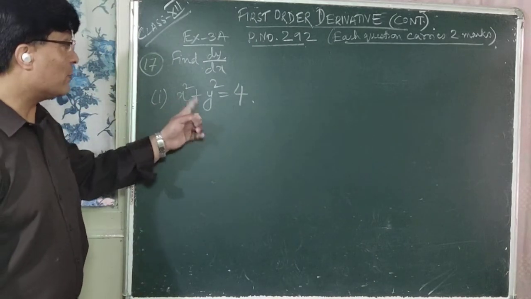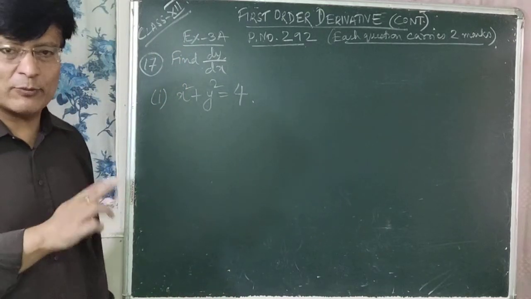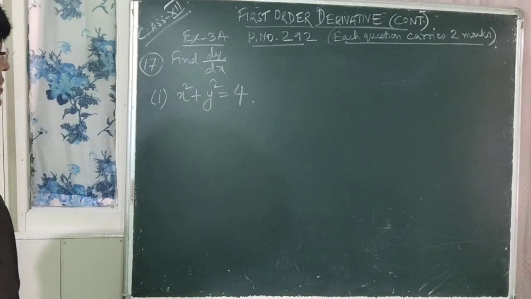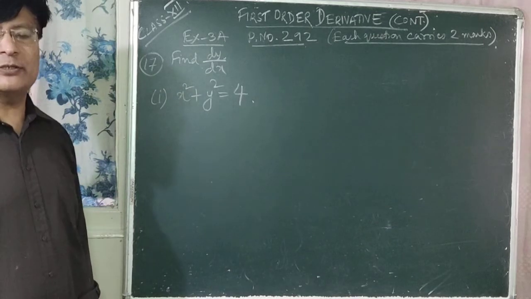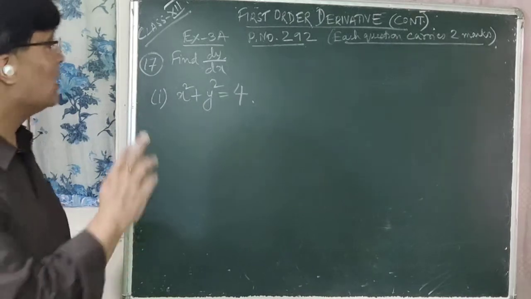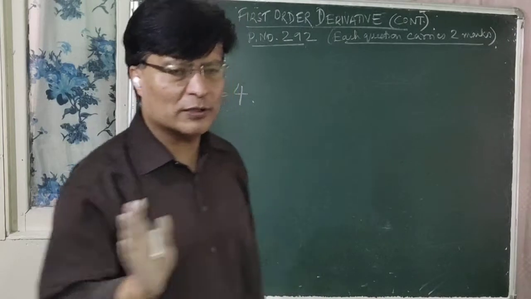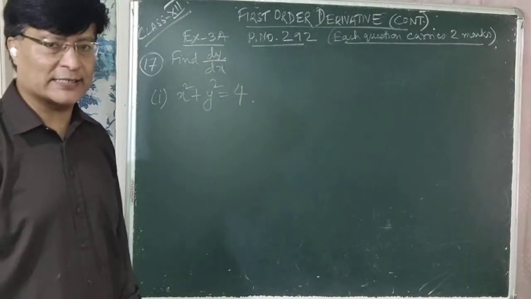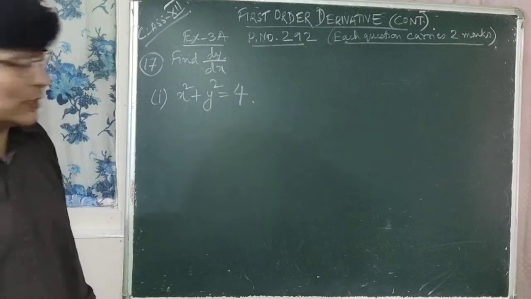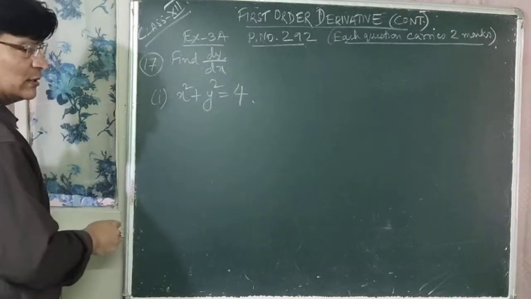So number one, x square plus y square is equal to 4. What type of function is this one? Implicit function, because x and y are connected by a relation here, isn't it? So this is an implicit function. You have to differentiate this with respect to x, because you have to find dy upon dx, that is with respect to x. That means in dy by dx only x and y are the variables here, and all other terms are constants. Other than x and y, all other terms are constants here, okay? So you have to find dy by dx from this implicit function, right?